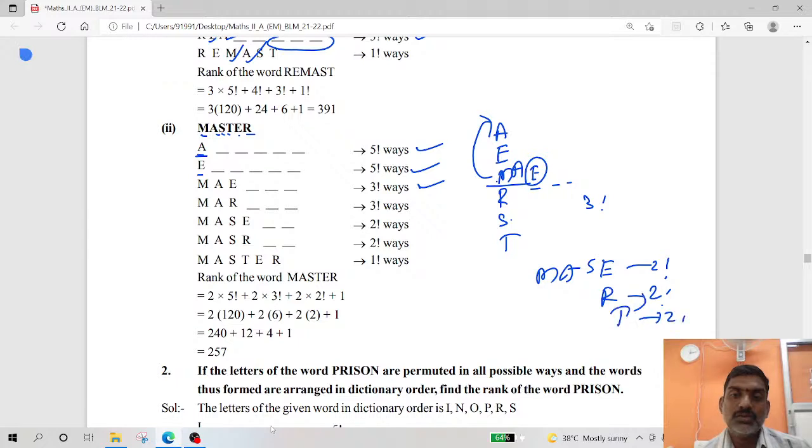So M A S T. Here T is the required one. So 2 factorial we cannot write. We can move back. In the back we have letter E. Then we can write E. Then R. That is only in 1 factorial ways.